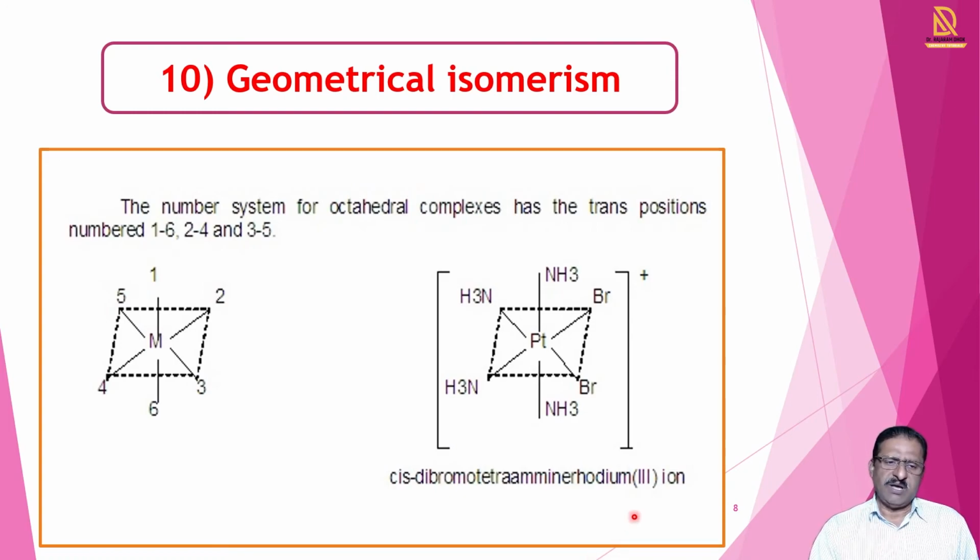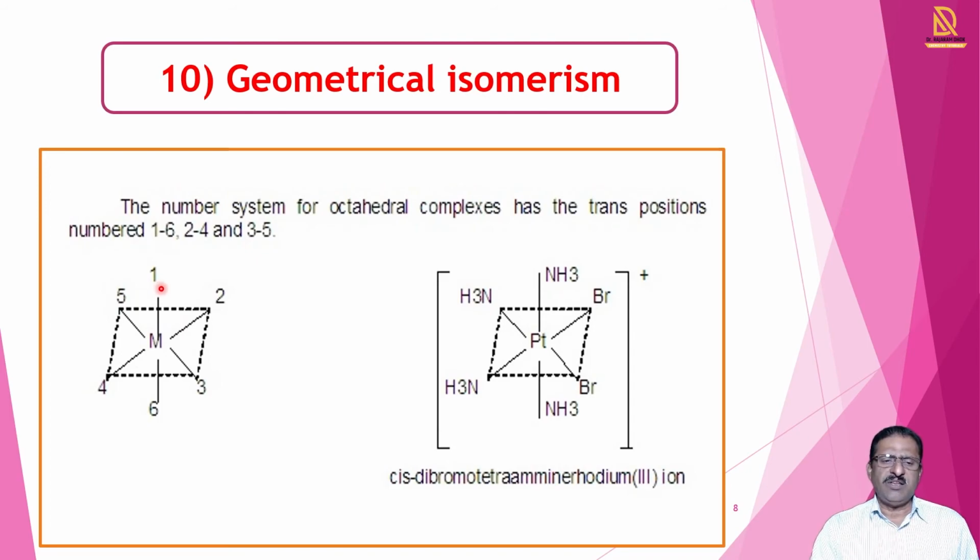Again we take one example of an octahedral complex. In an octahedral complex, the metal is present at the center, four ligands are present at the four corners of the square, and two are at the axial positions. So how can we give the numbering? If two ligands are the same and the other four ligands are different, in that case generally the number 1 ligand is given to the top side ligand.